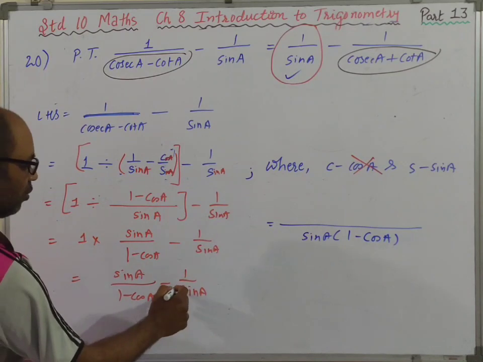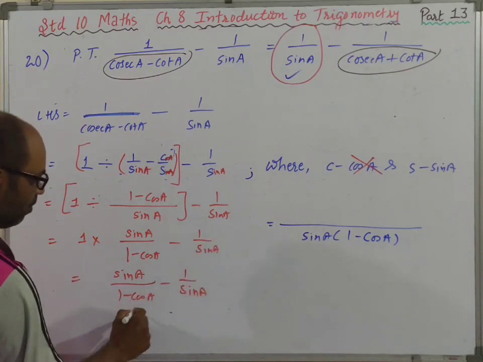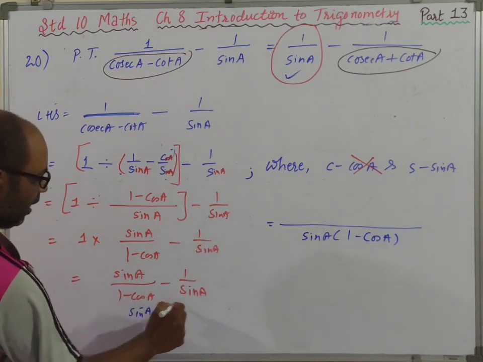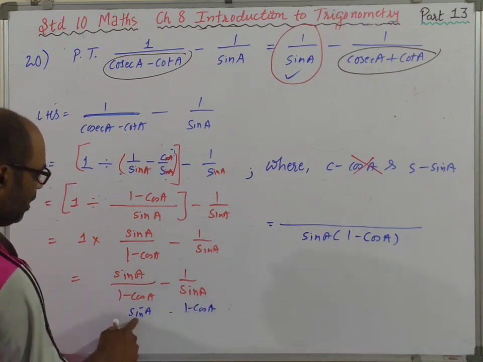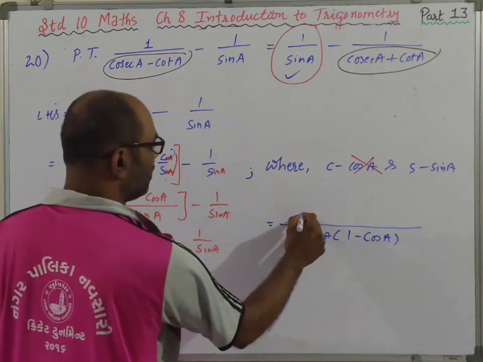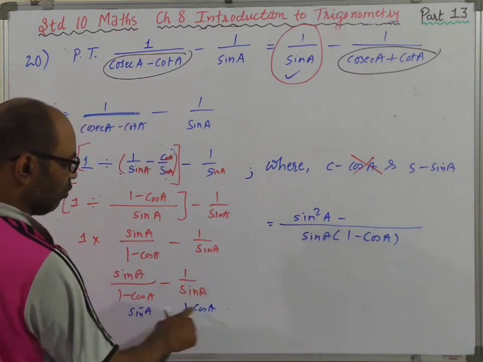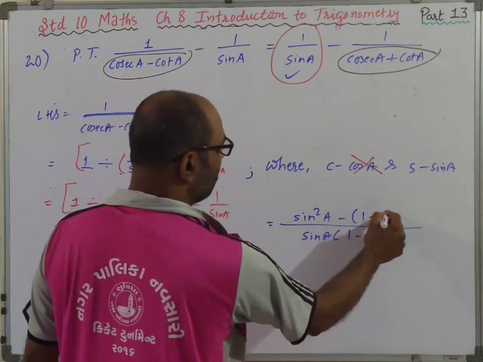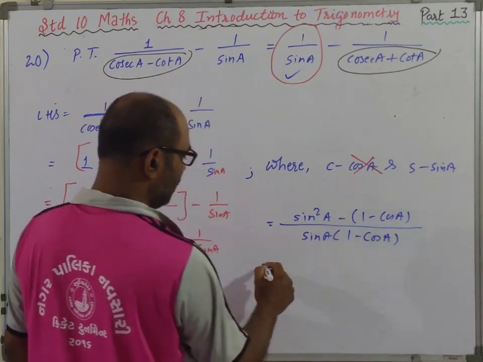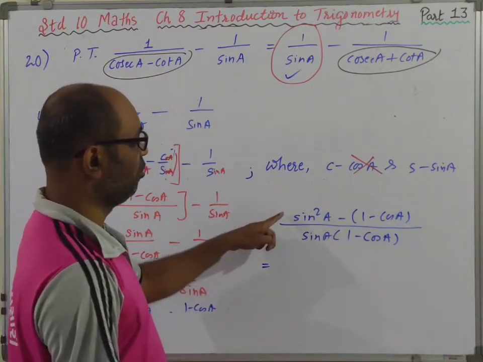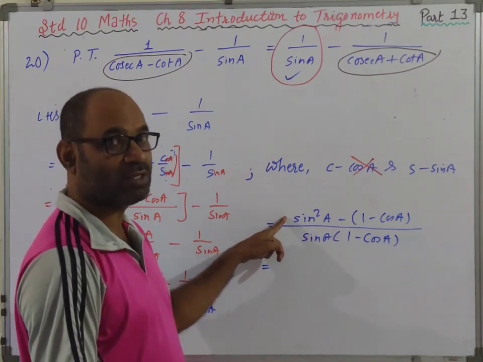चलो, here ये दो चीज में से 1 minus cos A binomial है, sine A is missing, and here 1 minus cos A is missing. Sine A into sine A, sine square A minus, because of this minus, I'll have to put this in the bracket, 1 minus cos A. चलिए, children, I think you should transform this sine square into cos square.